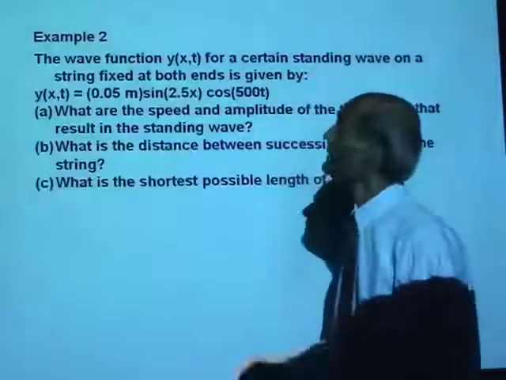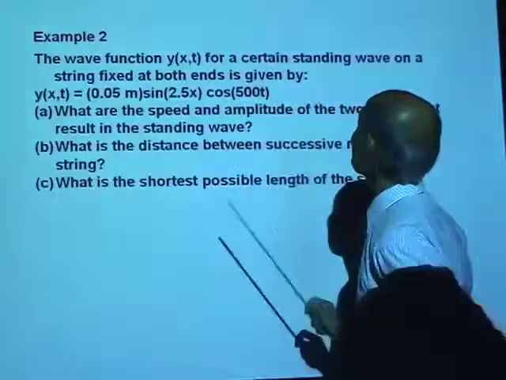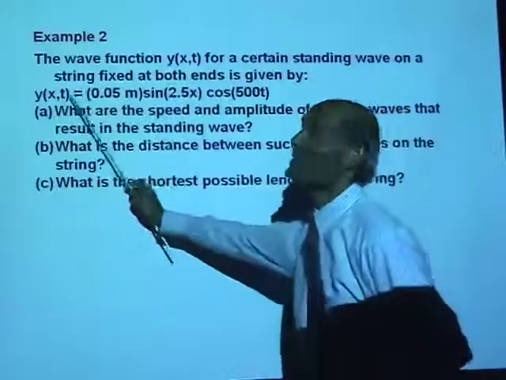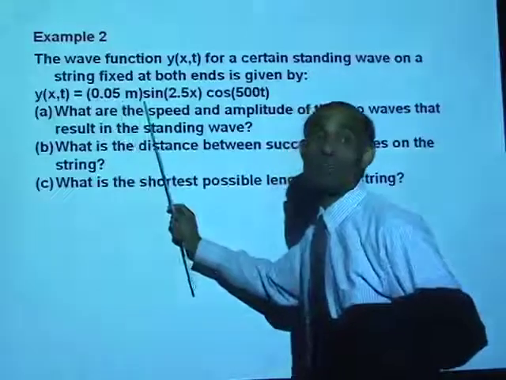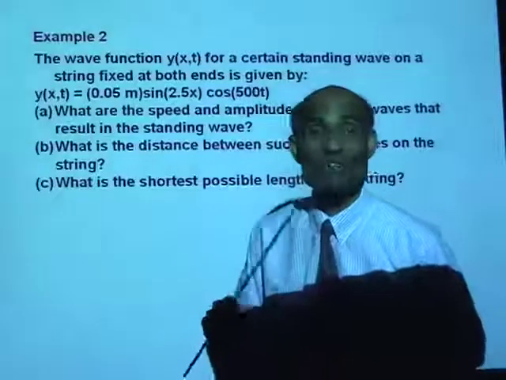Alright, another one. The wave function y(x,t) for a certain standing wave on a string fixed at both ends is given by this. Now, do you remember the general wave form of a stationary wave?